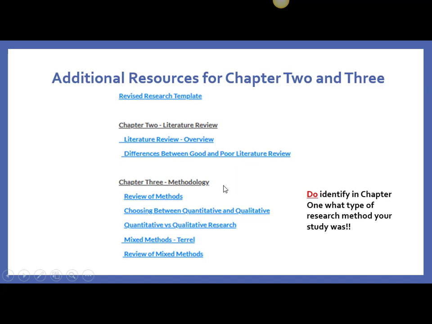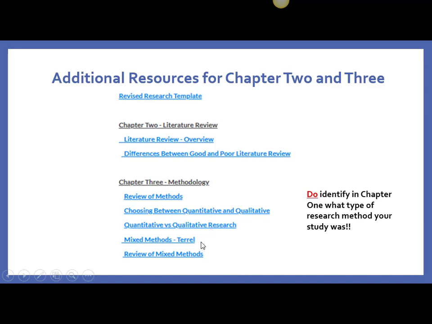I want you to be thinking ahead for your last chapter, and that's the methodology chapter, because you have to decide as you read that chapter in BWE what type of approach you are going to use. So this is a review of all the methods. This is when do you do quantitative, when do you do qualitative. This is another one very similar.